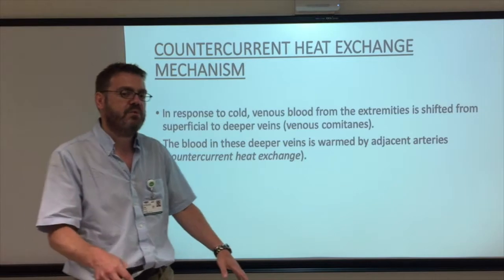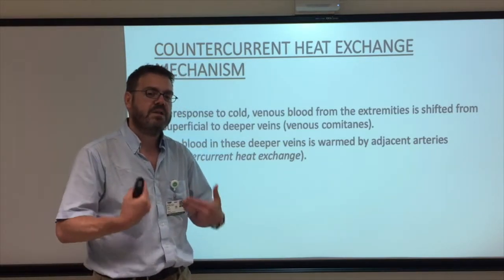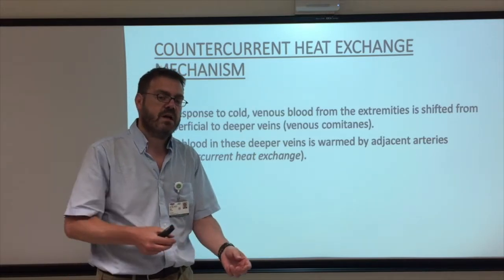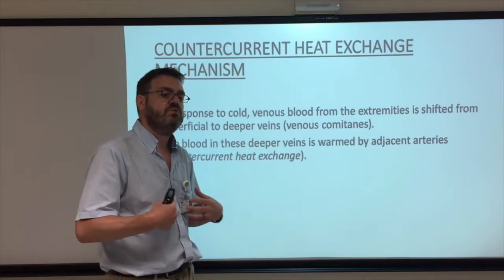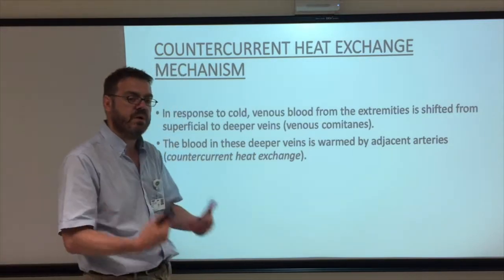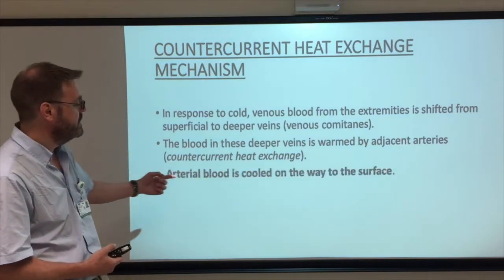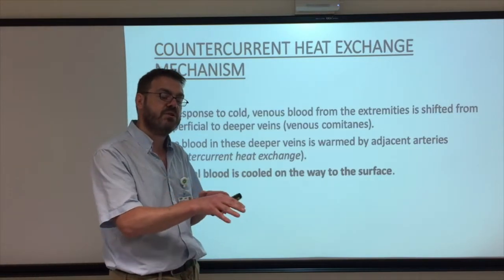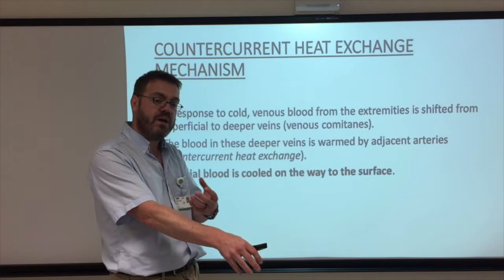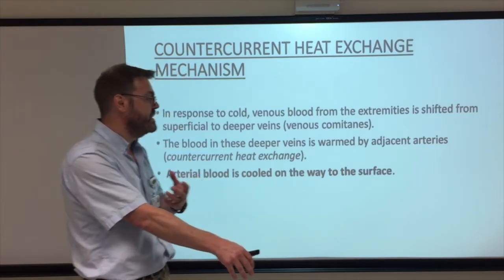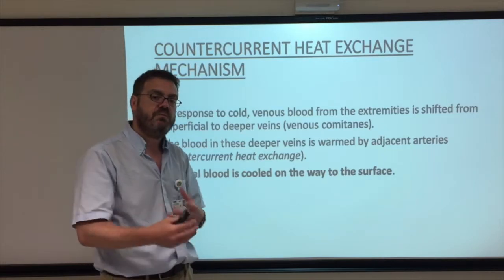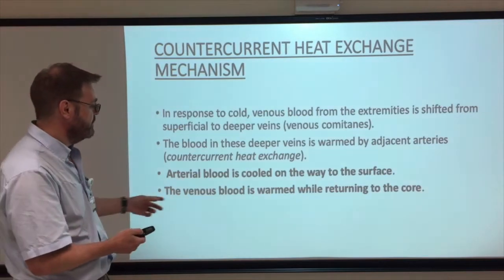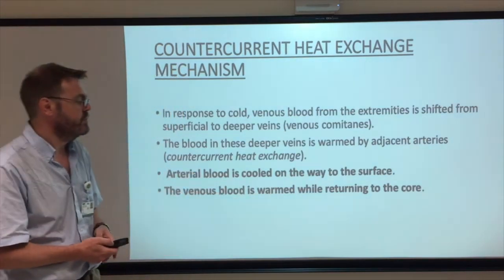So these veins have been out in the periphery, it's got cold, it's coming back into the core, and that's bad. So before it gets to the core, it runs down the length of the arteries and warms up a bit, so you don't lose so much heat because the returning blood is warmed, and at the same time arterial blood is cooled on the way to the surface. So as the warm blood goes out, it gets colder, and that heat is brought back in through the venae comitantes, and therefore you limit the amount of heat loss. And so the venous blood is warmed while returning to the core.